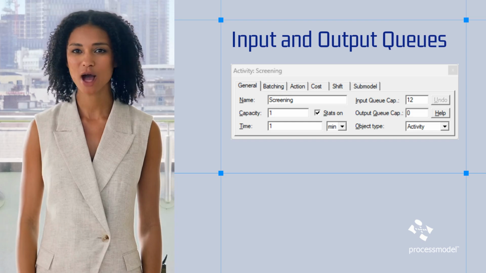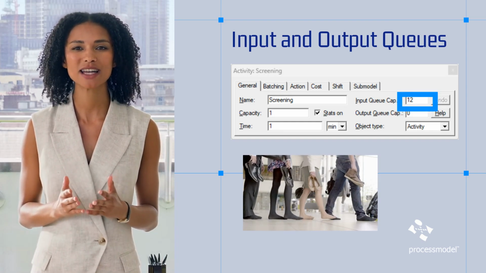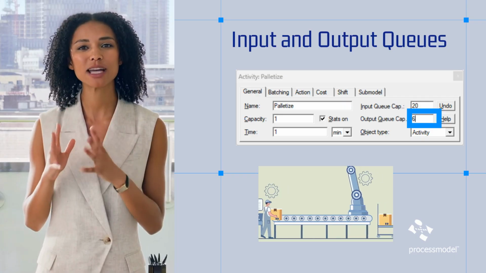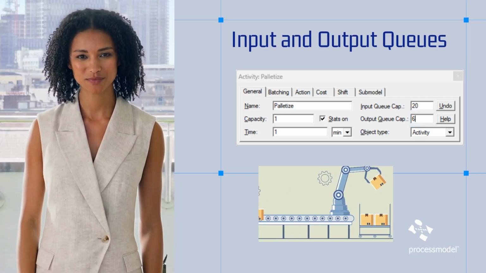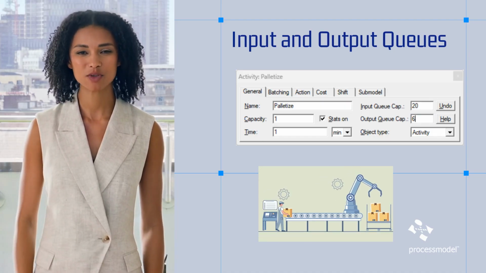Each activity has optional waiting areas. The input queue stores entities waiting to begin work, and the output queue holds entities waiting to be moved downstream. When there's no space available, the entity stays upstream.